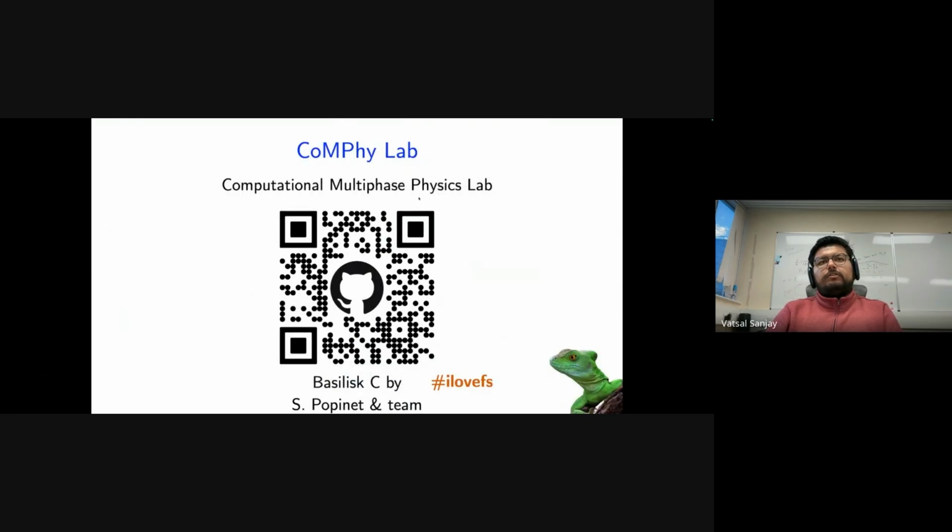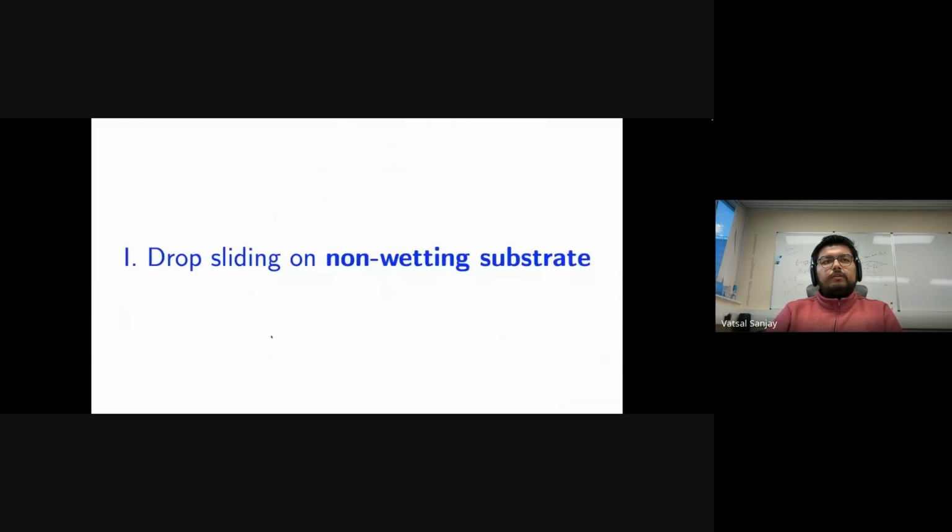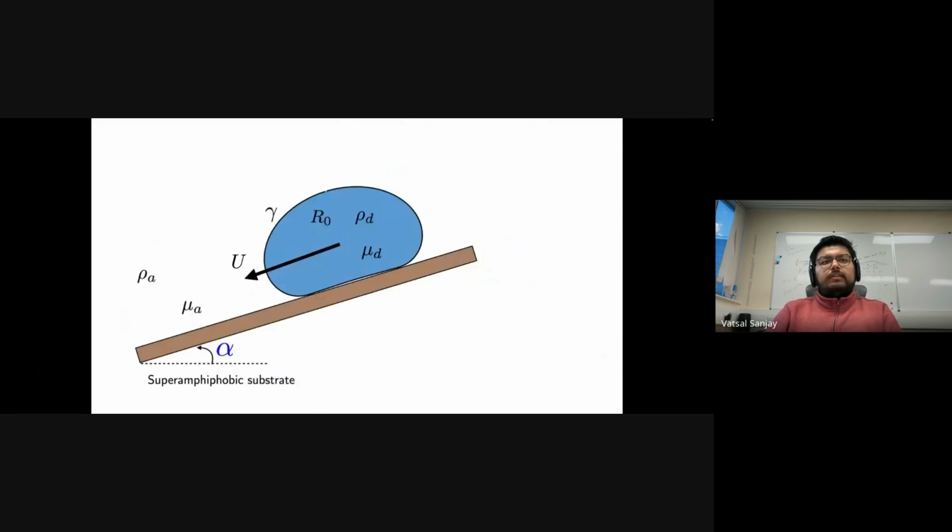What we are not going to talk about is the numerical framework that has made all of these high fidelity simulations possible, and that we won't talk about today. Okay, so let's look at the droplets sliding down a non-wetting surface. For that, what we have is basically a super amphiphobic surface on which we have a droplet sitting on it.